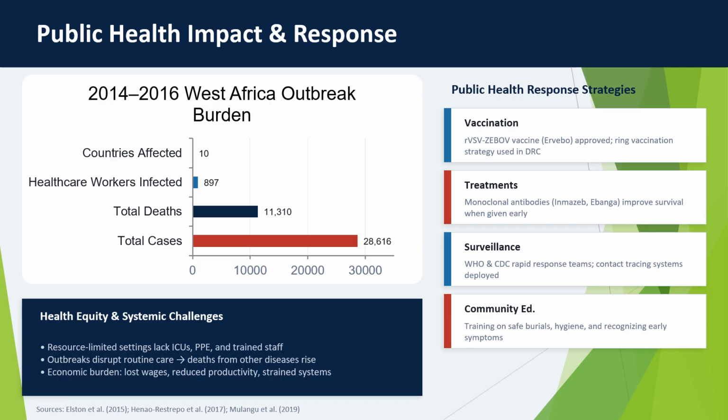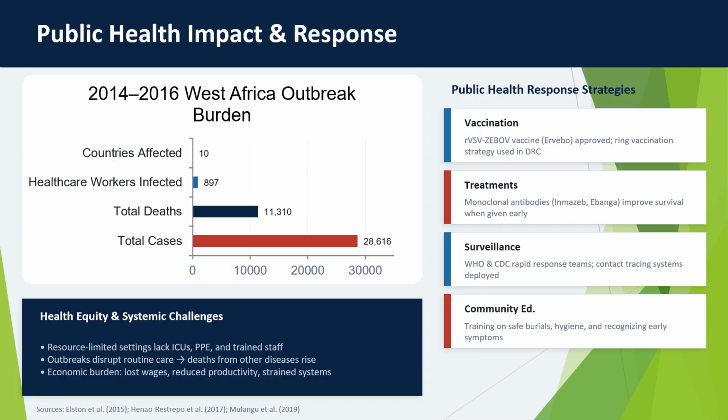But the burden doesn't stop there. When healthcare systems are overwhelmed by an Ebola outbreak, routine care collapses. People with malaria, HIV, and tuberculosis, and also pregnant women seeking prenatal care, are all affected. Research has shown that indirect deaths from disrupted health services during the 2014-2016 outbreak may have rivaled direct Ebola deaths.